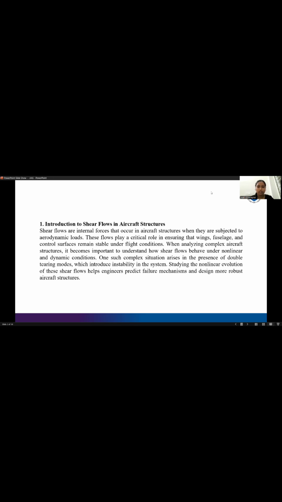One such complex situation arises in the presence of double tearing modes, which introduce instability in the system. Studying the nonlinear evolution of this shear flow helps engineers predict failure mechanisms and design more robust aircraft structures.